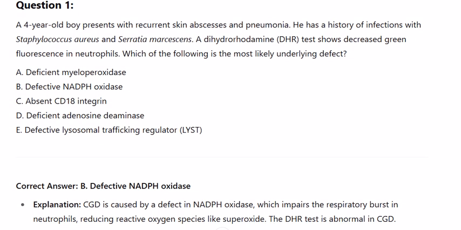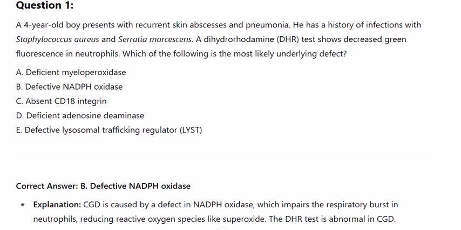A 4-year-old boy presents with recurrent skin abscesses and pneumonia. He has a history of infections with Staphylococcus aureus and Serratia marcescens. A dihydrorhodamine, DHR, test shows decreased green fluorescence in neutrophils. Which of the following is the most likely underlying defect?